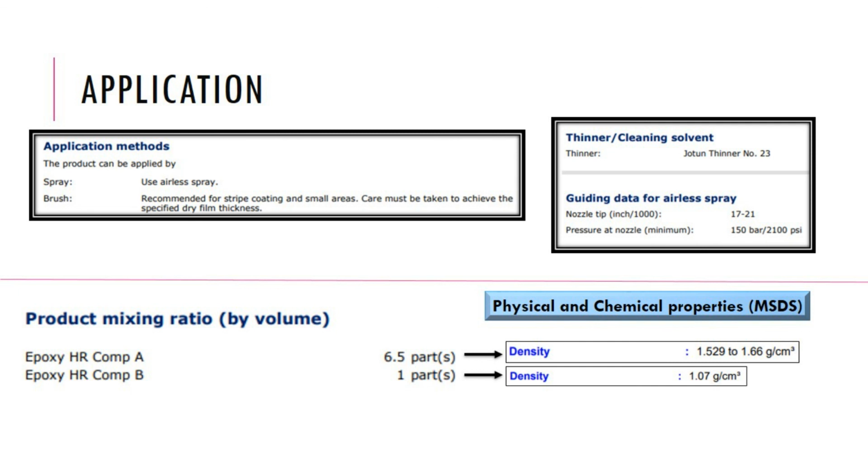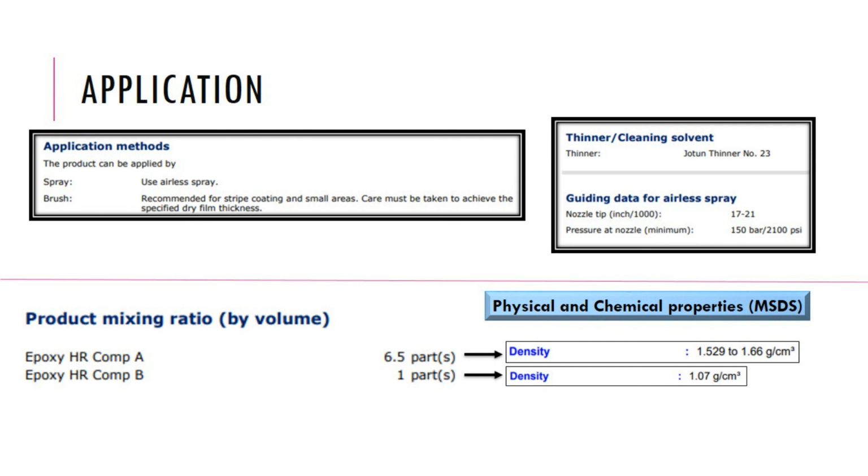Now, when an airless spray is applied, it is first necessary that the two components are mixed. In laboratories also, it is important that the mixing ratio is maintained by volume or by weight, depending on what the coating is. In this particular coating, the component A to component B ratio is 6.5 to 1. This depends on density. So to check the density, we should now go to the MSDS. In the MSDS, we can see the density in the section called physical and chemical properties. Now you can see that the density for component A is different from that of component B.